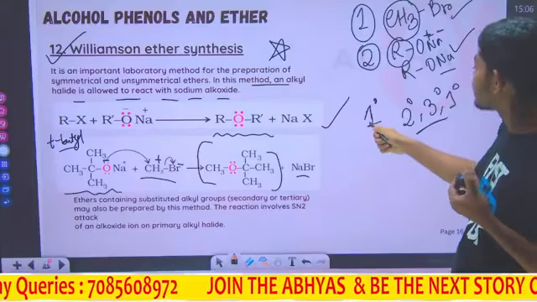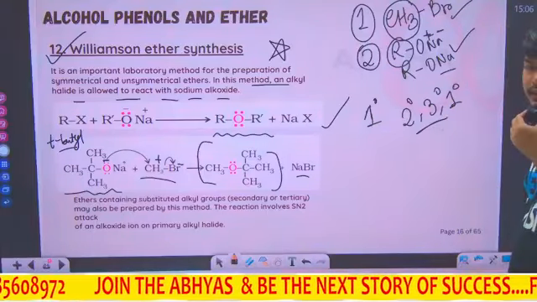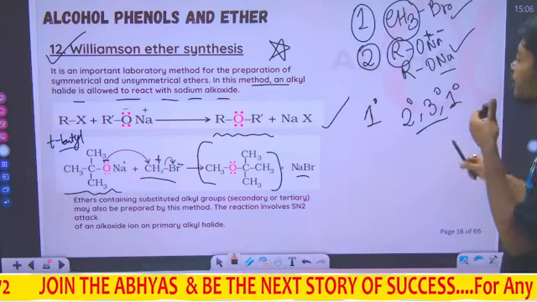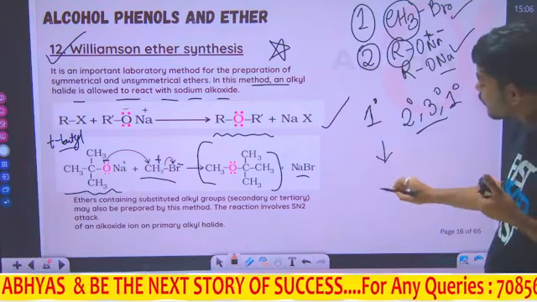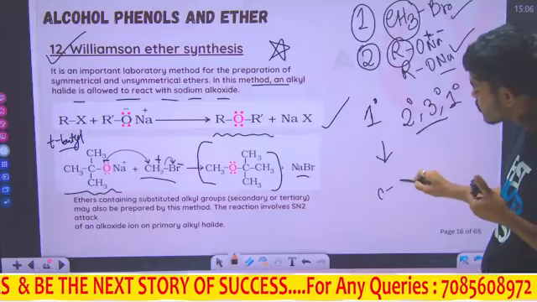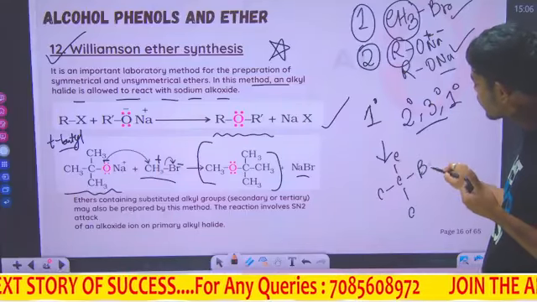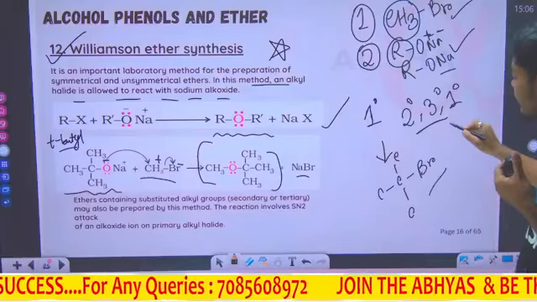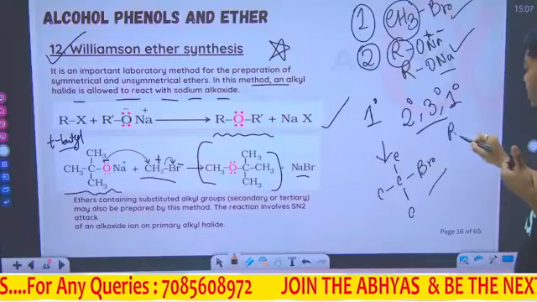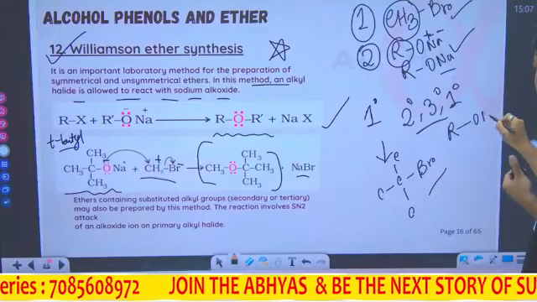When you react a 1 degree alkyl halide with a 1 degree alkoxide ion, the same Williamson ether synthesis will follow. But suppose you are using this alkyl halide, and I'm not writing the hydrogens, so this is 3 degree. You are taking the alkyl halide as 3 degree, and your alkoxide, suppose 2 degree or 1 degree, suppose ONa.